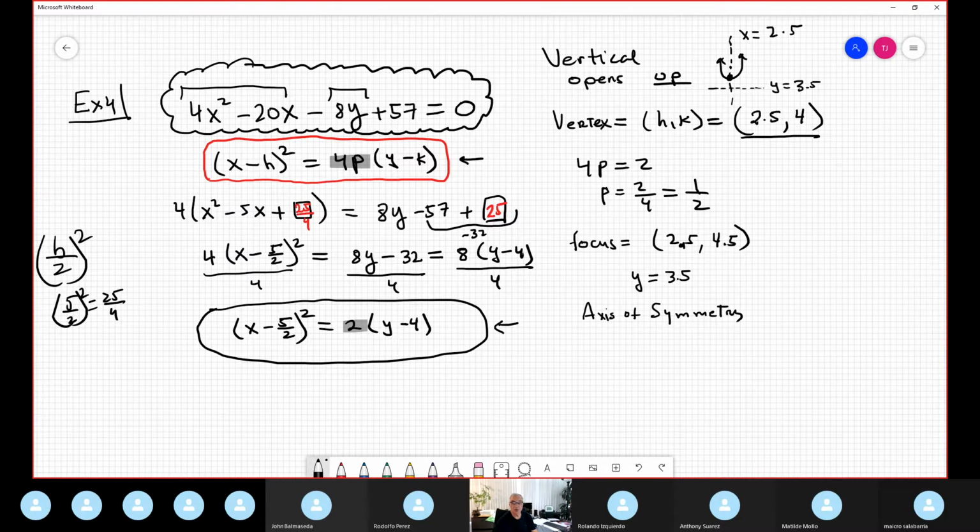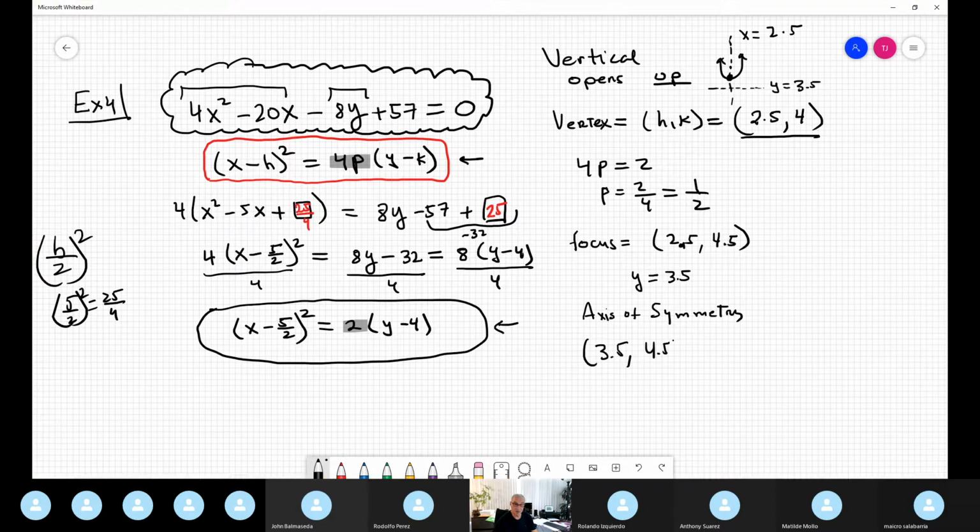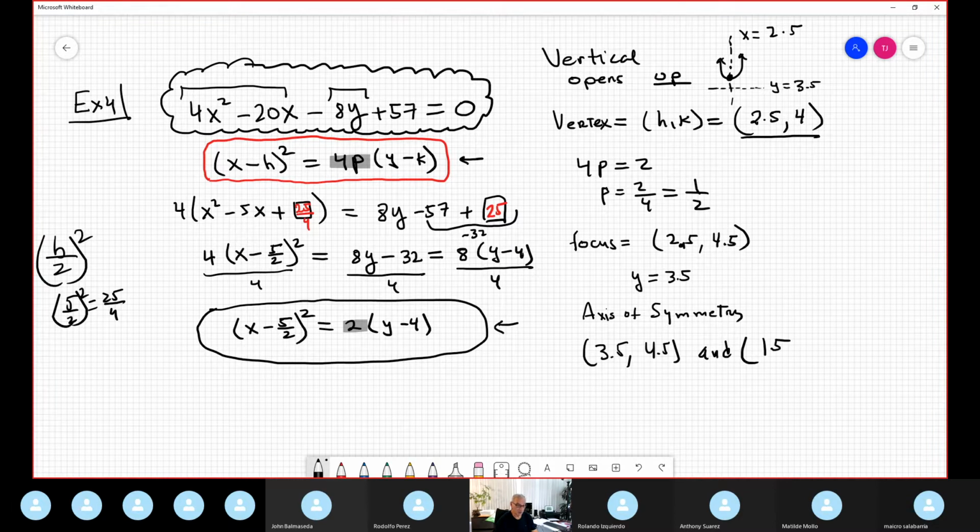And the endpoint of the focal diameter is a little bit more complicated. But let's do it using the decimals. It is 3.5, 4.5, and 1.5, 4.5. The problem is the decimal, you know, but it's okay. It's okay.